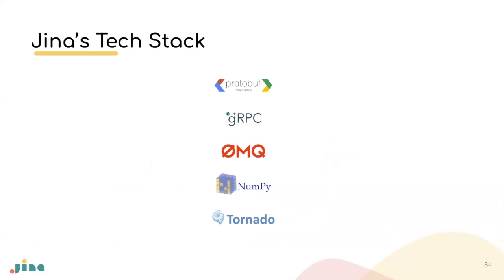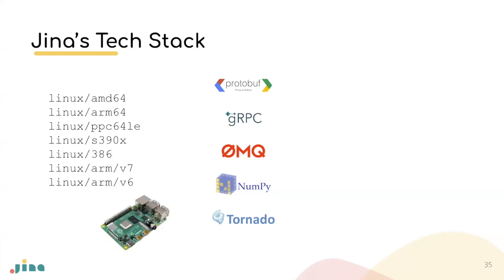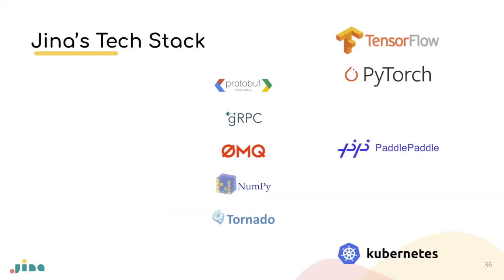These are the only five dependencies that we have behind Jina. We have protobuf, gRPC and ZeroMQ to handle all the network and microservice things, and we have NumPy as the computational infrastructure, and then finally we have Tornado. We use async IO to do all the streaming and event handling. This very lightweight tech stack allows us to run even on embedded devices. Right now you can even run Jina on a Raspberry Pi.